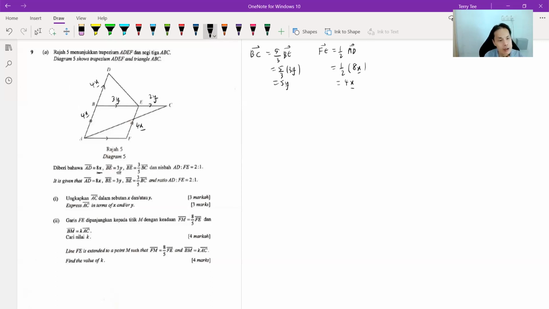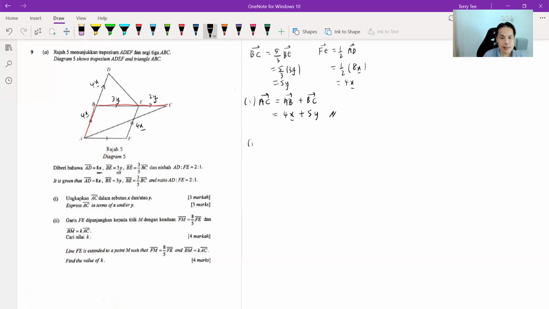Now, the next thing is you are supposed to express AC in terms of x and y. That's kind of easy. You just read directly from the diagram. If I want to go from A to C, I can go A to B, B to C. So you can write AB plus BC. Since we know AB is 4x and BC is 5y, it's 4x plus 5y.